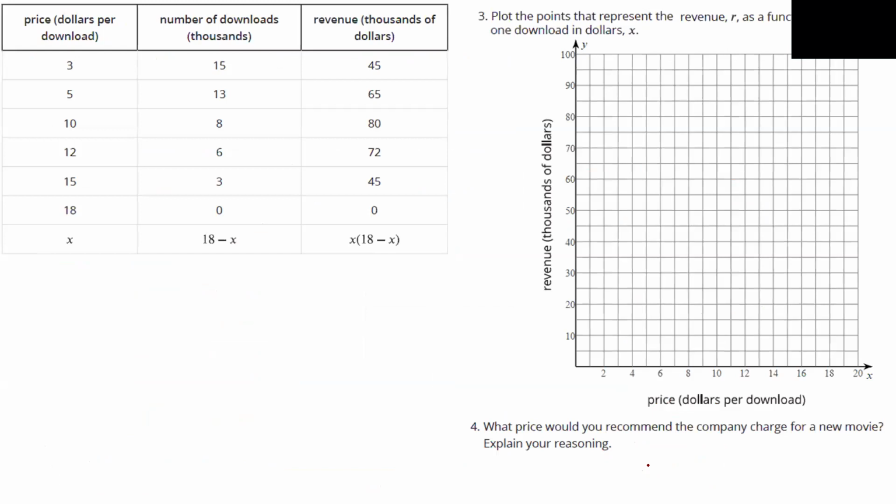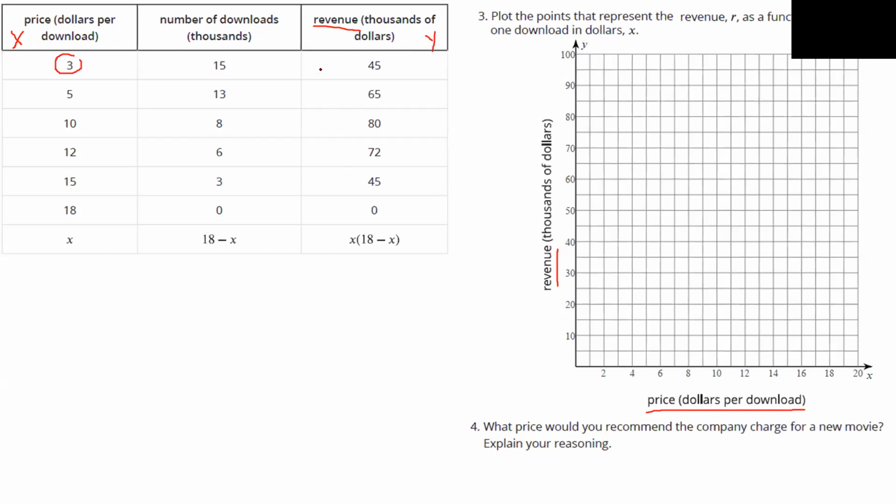All right, so we're going to continue with the same activity, but now they want us to plot. Let me move this out of the way. Now they want us to plot the points of the revenue as a function of the price of one download in dollars. So basically, they want us to graph the price in dollars per download, meaning this is our X, this is our input, and the revenue in thousands of dollars. So the revenue, this is our output. These are our Y values.